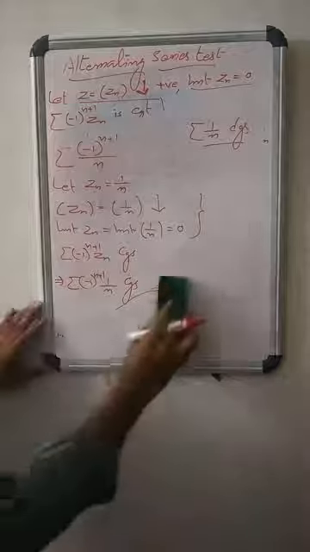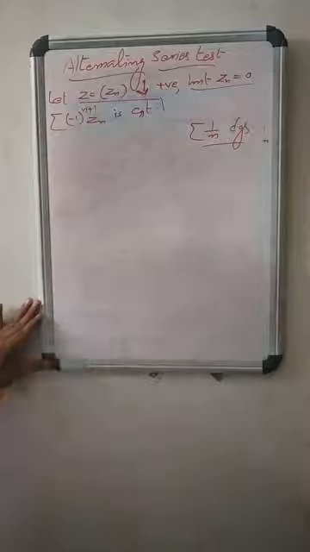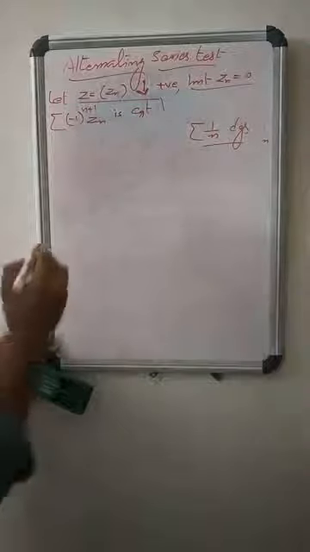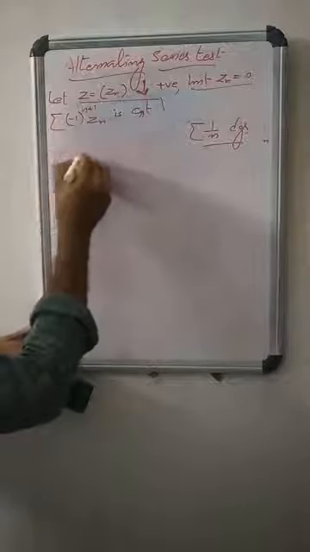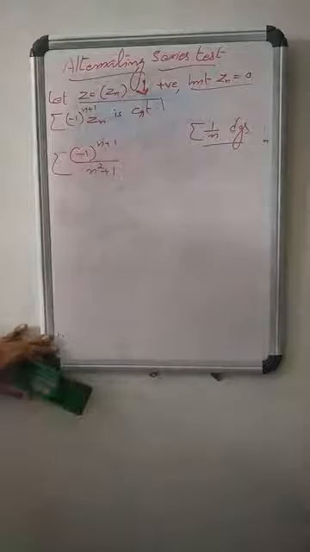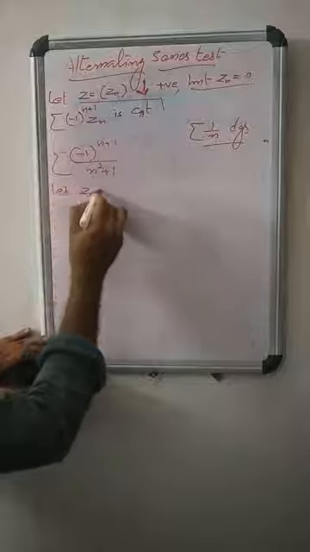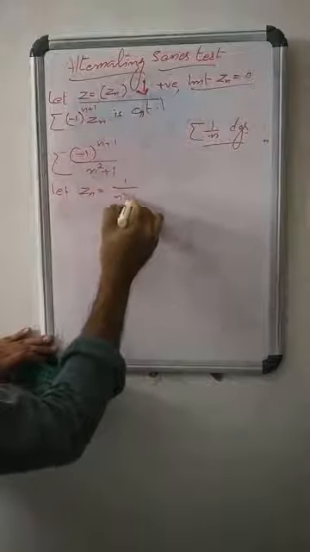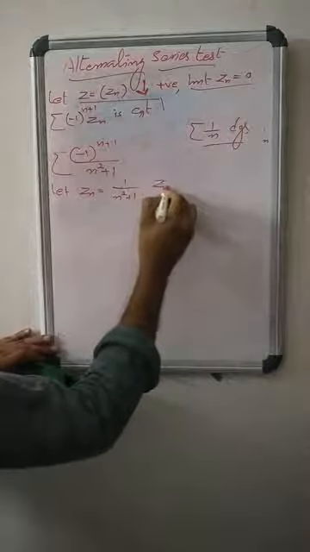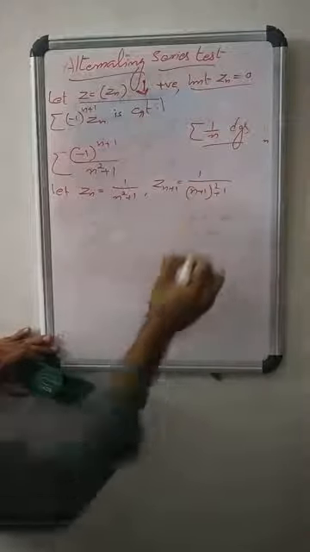Now we consider another one. Consider the series sigma (minus 1) power n plus 1 by n squared plus 1. What about the convergence? Let z_n equal 1 by n squared plus 1. So what is z_{n+1}? z_{n+1} is 1 by (n plus 1) whole squared plus 1.